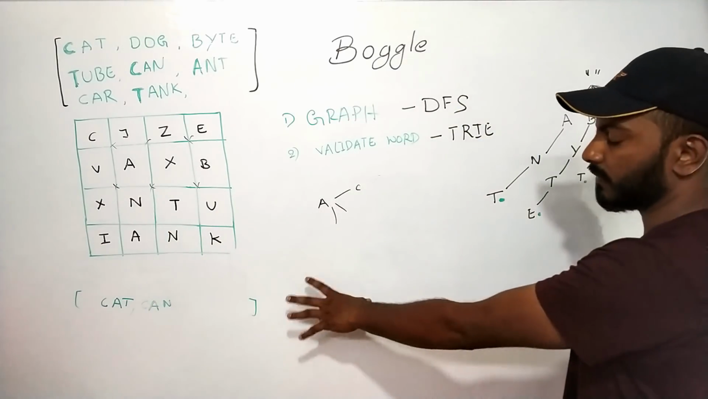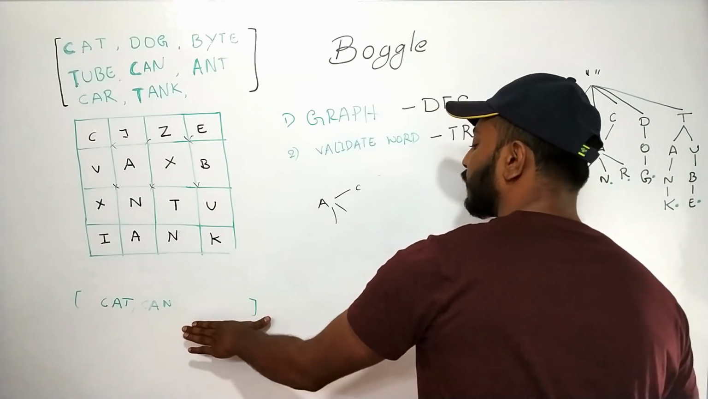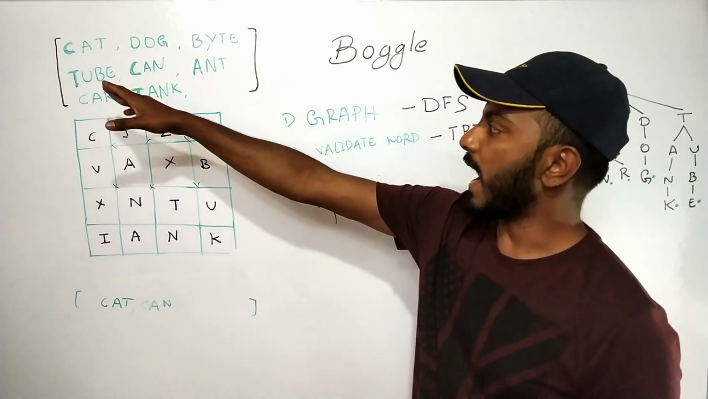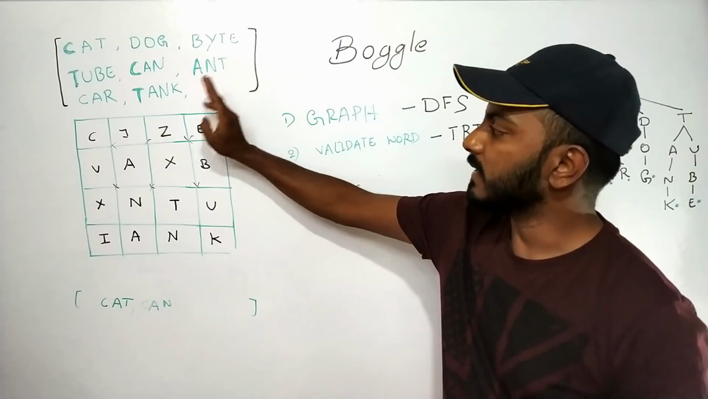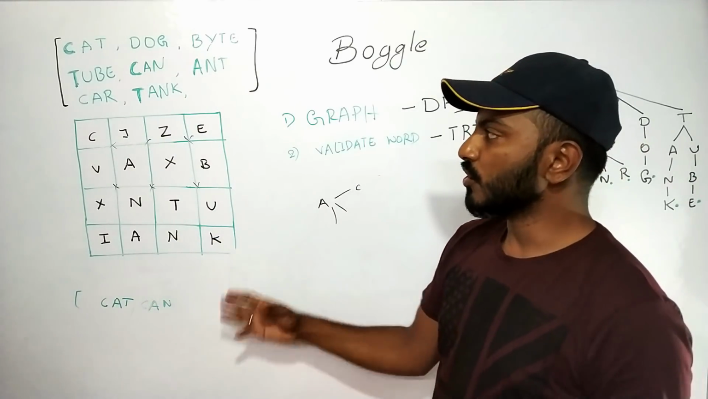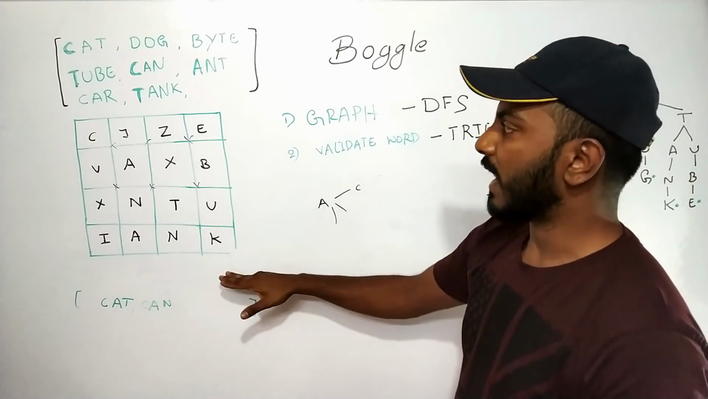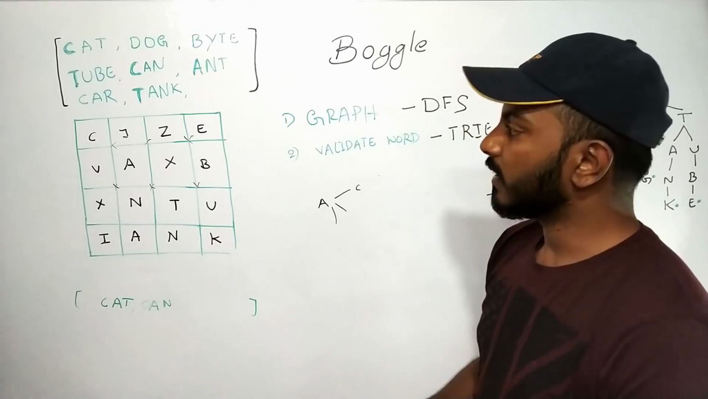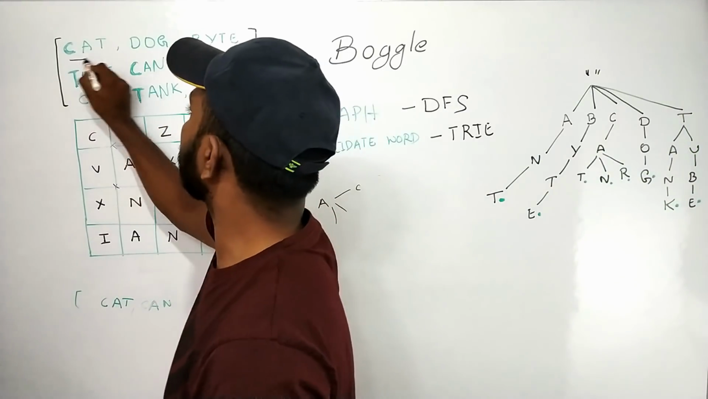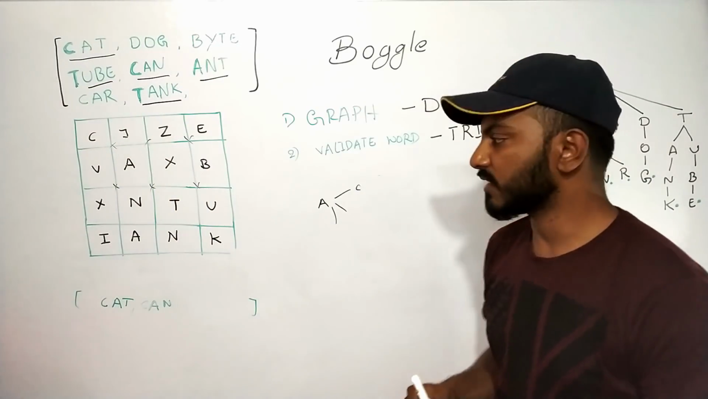Once you arrive here, that means your valid word list would have had all the valid words like cat, tube, can, and time. You can check by writing your code that you should get for this particular matrix cat, tube, can, and car. And I think car is not a valid word, so you should get cat, can, and tube, and tank as a solution.